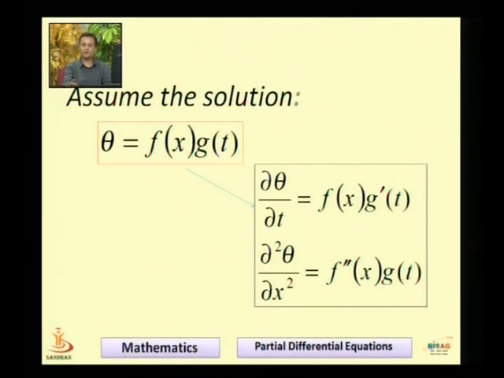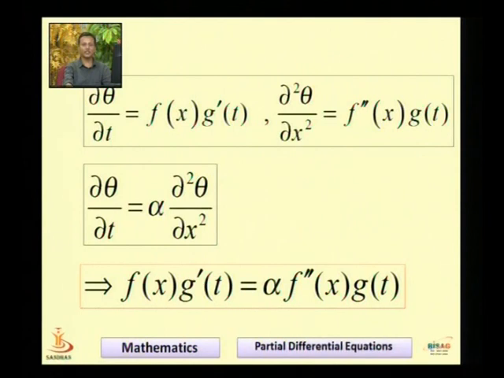In case of a single independent variable, the partial derivative of the function and the ordinary derivative of the function are the same. And next is del square theta by del x square, that is f double dash x into g t. So we put this into the given partial differential equation and we have f x into g dash t equal to alpha into f double dash x into g t.